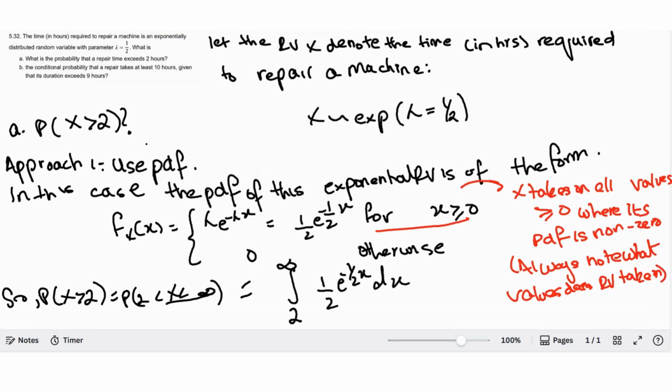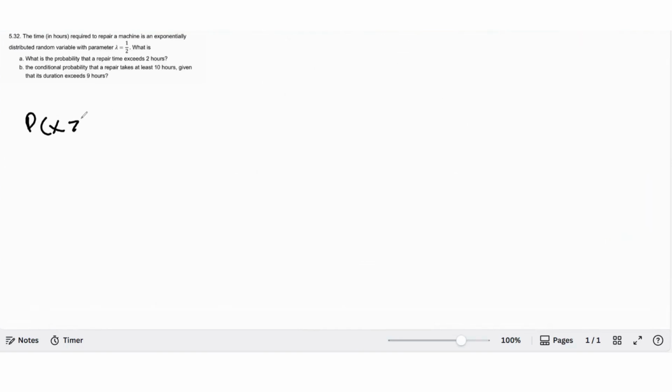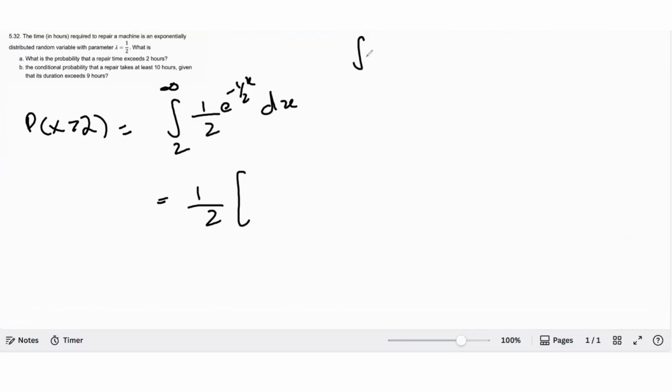So let's clear this up and write it down again. Probability X is greater than 2 is essentially the probability X is between 2 and infinity. So we're integrating this from 2 to infinity. Let's take the 1 by 2 out, and the integral of e to the ax, we know, is just e to the ax by a. This is like recall, this is like integration.